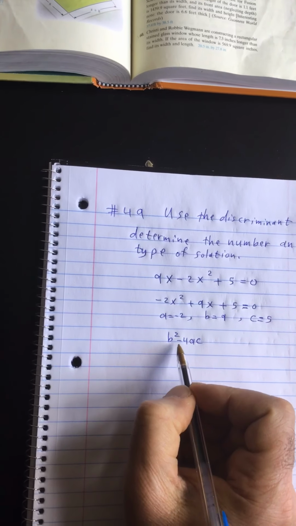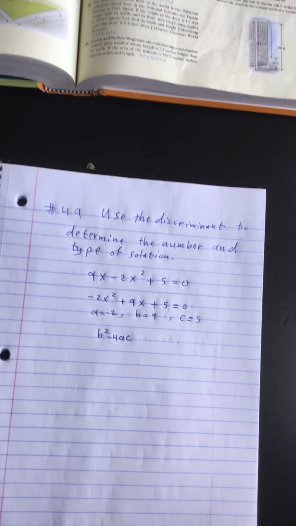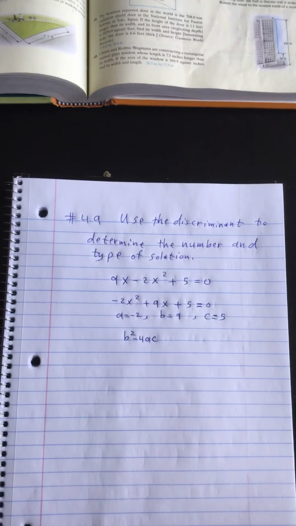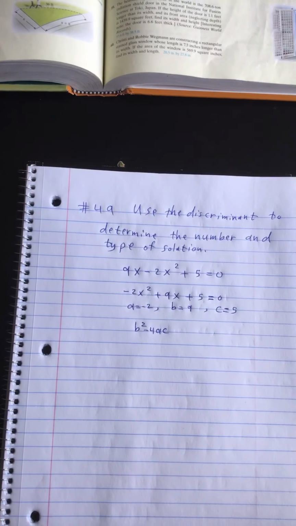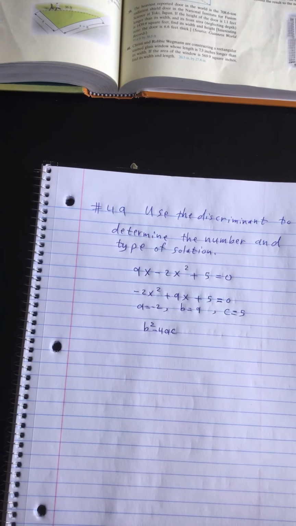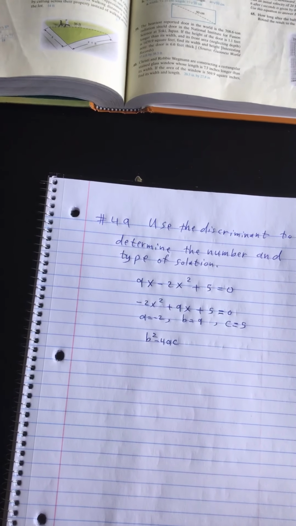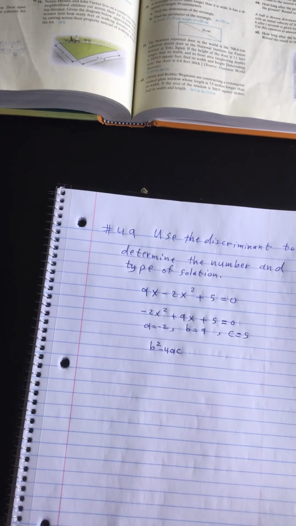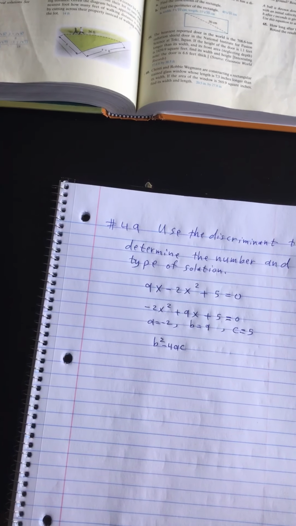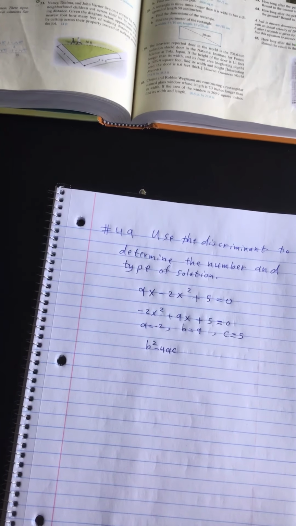So now, if b squared minus 4ac is a positive number, then the solutions are two different real solutions. While if we get b squared minus 4ac equal to 0, the solution is one real solution, a double root. While if b squared minus 4ac is negative, the solutions are two non-real complex conjugate solutions.